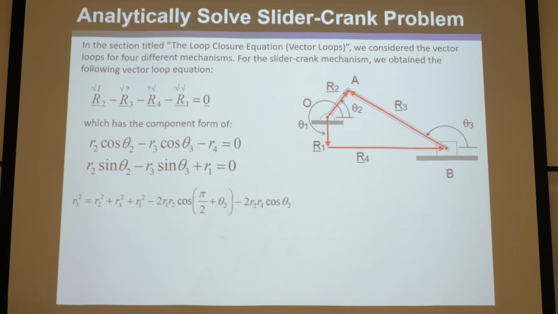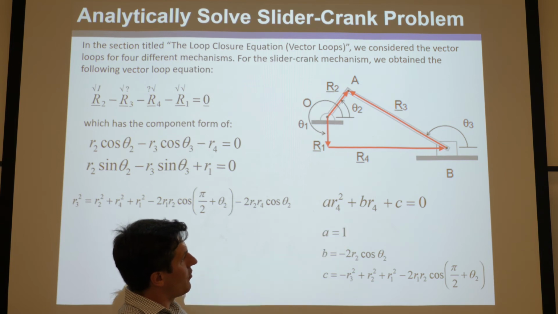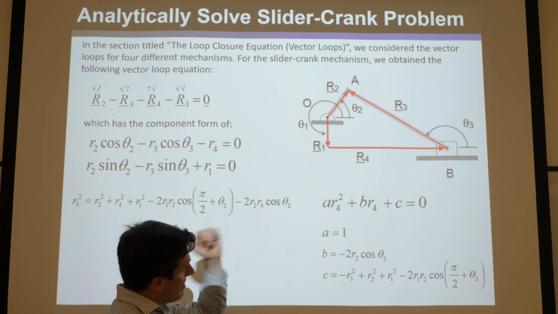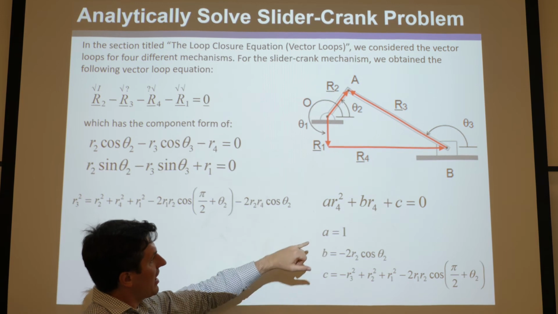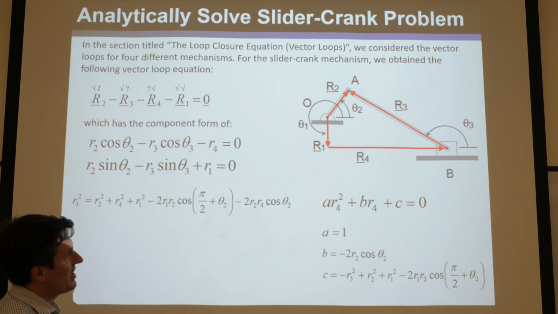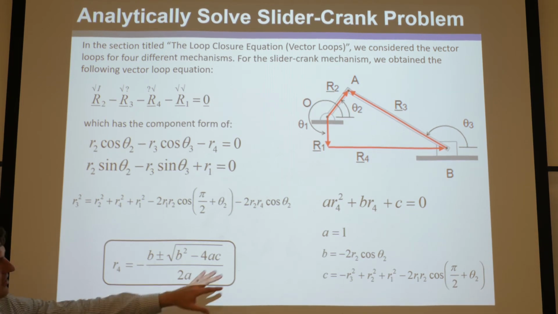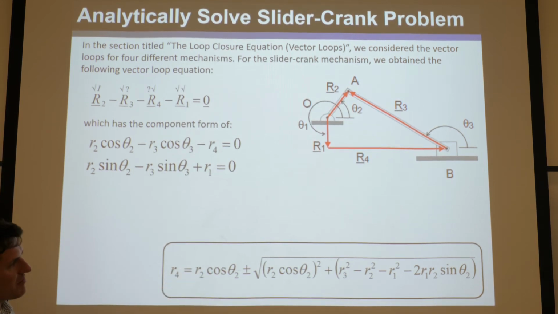And so the way to do this is to put it into this quadratic formula form, and recognize that R4 is what we're interested in. So we've got an R4 squared, R4, and 0 there. And we know that A is 1, B is there, C is all this by lumping this together. Then we can use, again, the quadratic formula: negative b plus or minus the square root of b squared minus 4 times a times c, divided by 2a. Plug those values in, and you will get this. Okay, so this is the solution of R4 as a function of the input theta 2.